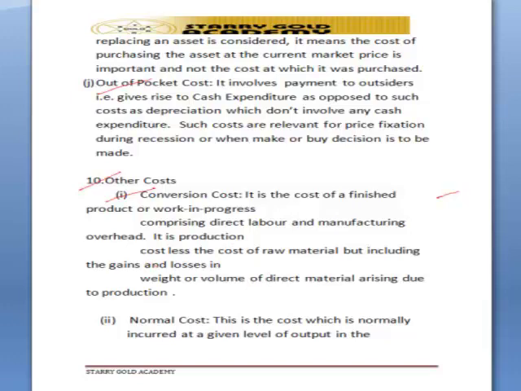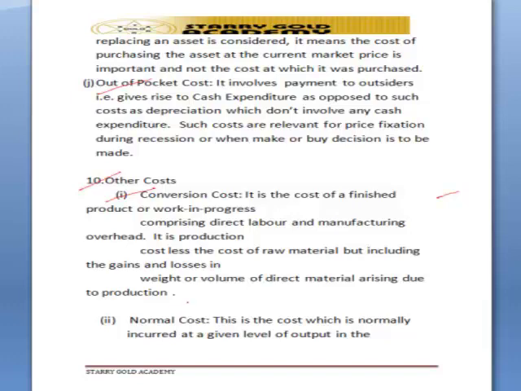Another way to say it is that conversion cost is production cost less the cost of raw material, but including the gains and losses in weight or volume of direct material arising due to production. So that is another way we can get conversion cost: production cost minus cost of raw material.